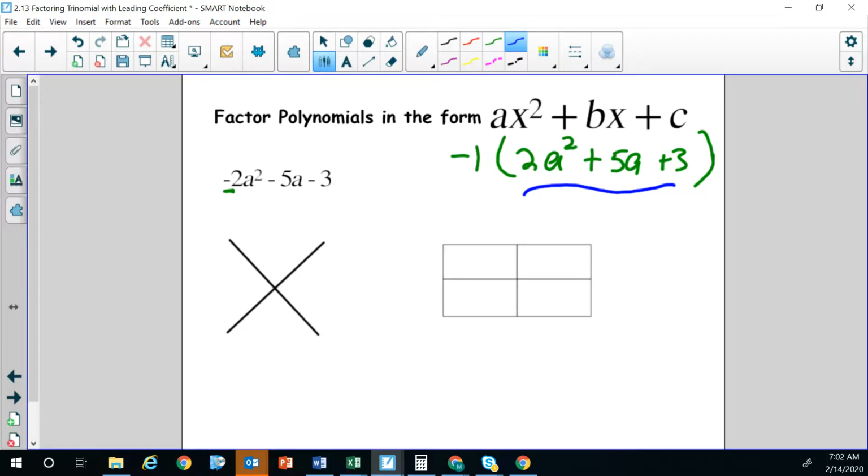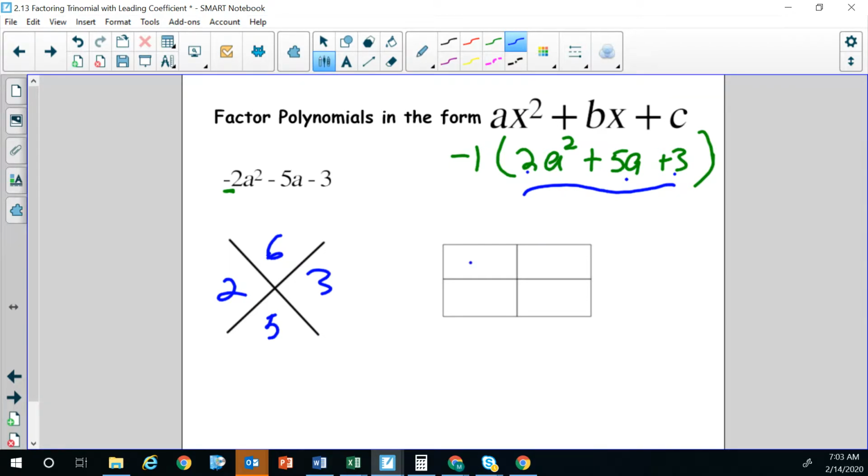Let's go to my x now. For here, I'm going to put 2. I'm going to put 2 times 3 is 6, so 6 goes right there. And then the bottom of the x is a 5, which is the coefficient of 5a. Now you must ask yourself, what factors of 6, so when you add them, you get 5? That is 2 and 3. When I multiply those two, I get 6, and when I add them, I get 5. So let's move over to my box now.